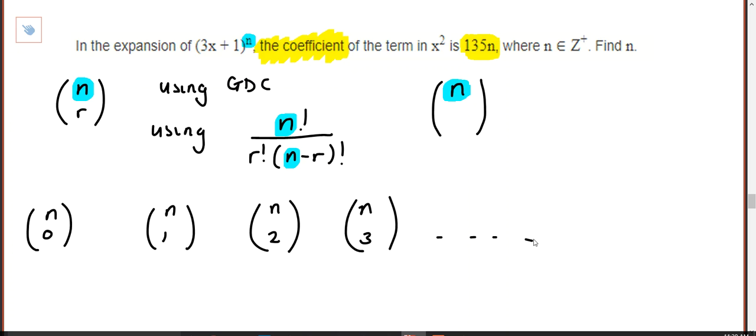Wait, so do we expand the 3x plus 1 until we get... Well, we can't, can we? I know, I see what you mean, yeah.